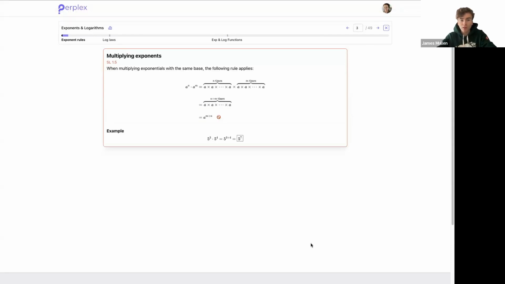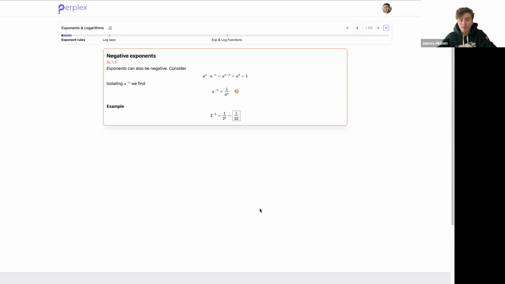Then rules for multiplying exponents, for combining exponents. If I have two exponents with the same base, so I have a to the n and a to the m, and I multiply them together, if you write it out, you'll notice that I have a product of n a's and a product of m a's, which means in total that I have a product of n plus m a's, which means I can write it as a to the power of m plus n. And that's a rule that you have in general. So for example, 5 to the third times 5 to the fourth is 5 to the power of 3 plus 4, in other words, 5 to the 7.